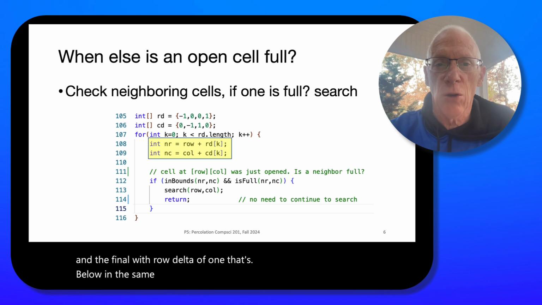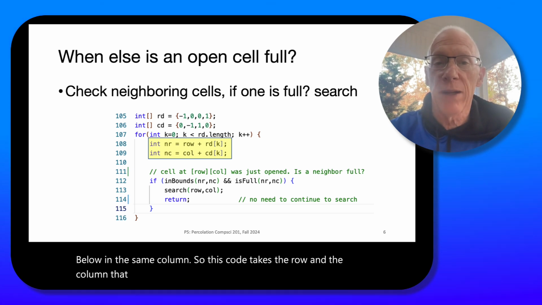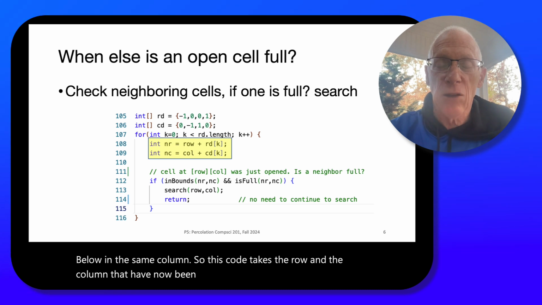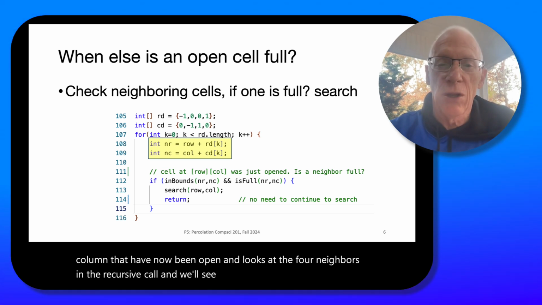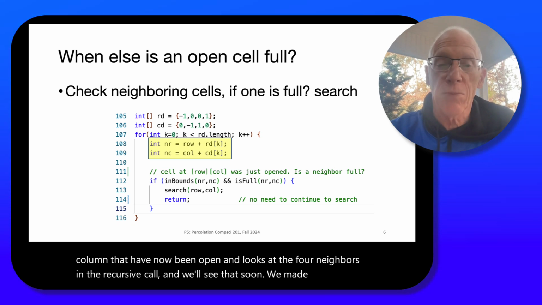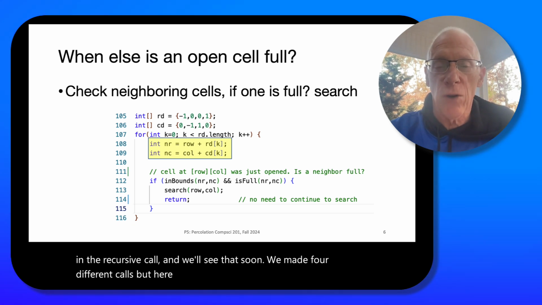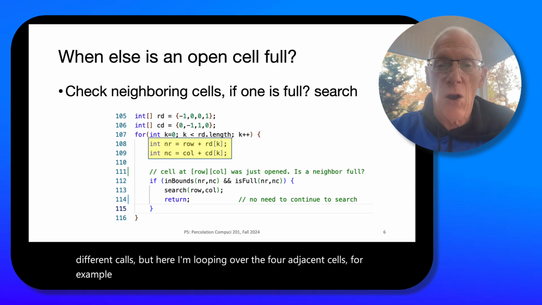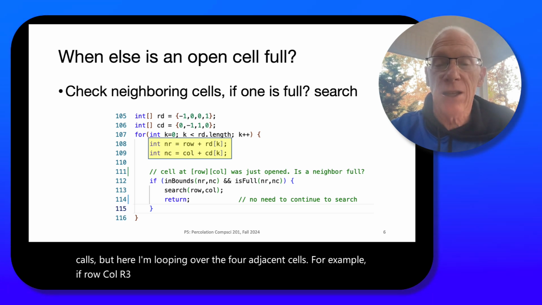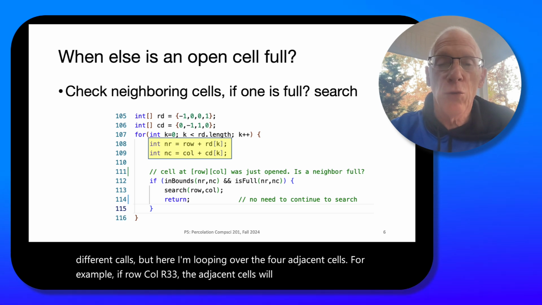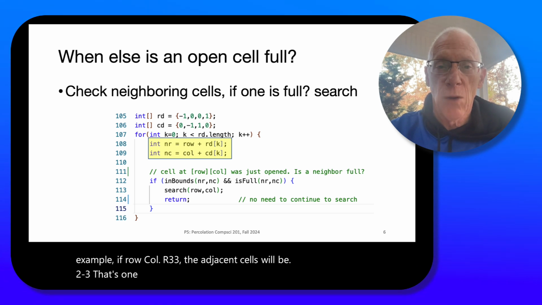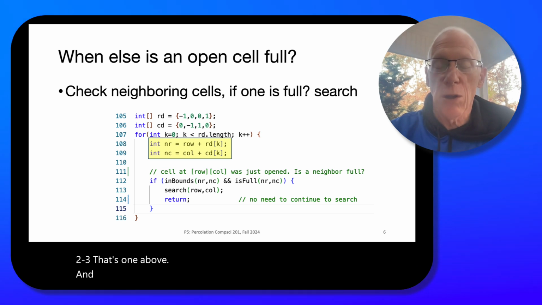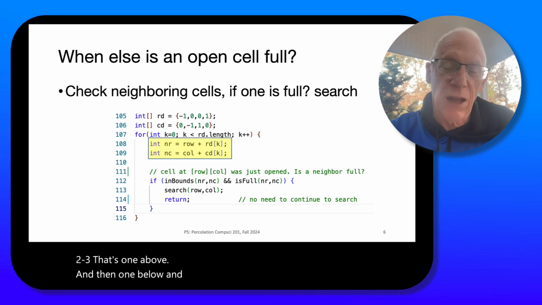So this code takes the row and the column that have now been open and looks at the 4 neighbors. In the recursive call, and we'll see that soon, we made 4 different calls, but here I'm looping over the 4 adjacent cells. For example, if row col are 3, 3, the adjacent cells will be 2, 3, that's 1 above, and then 1 below, and then left and right.